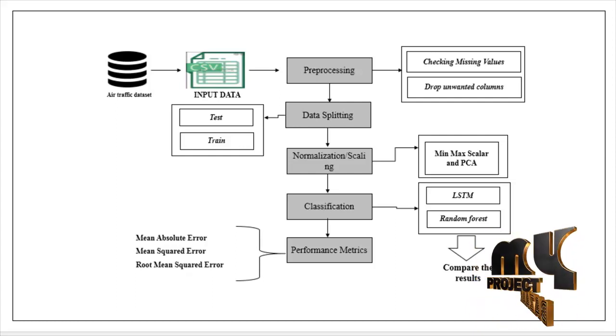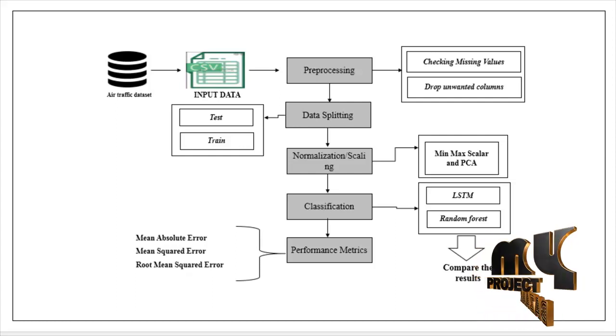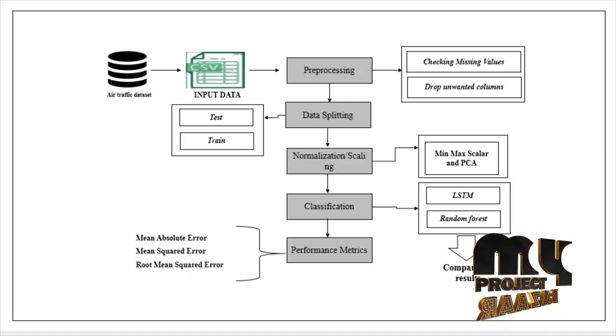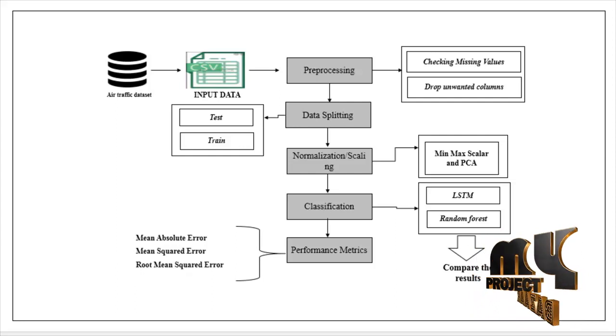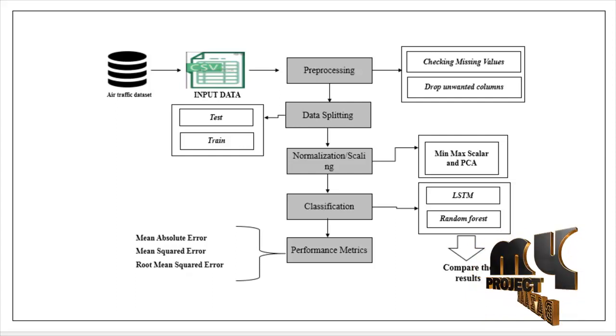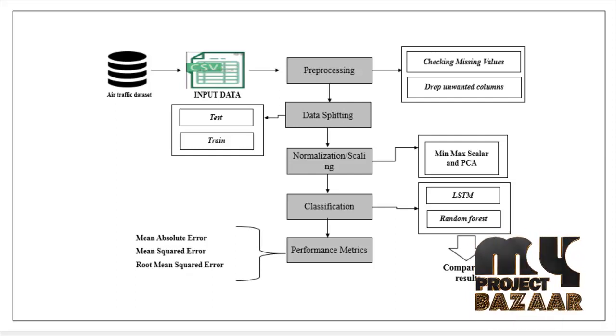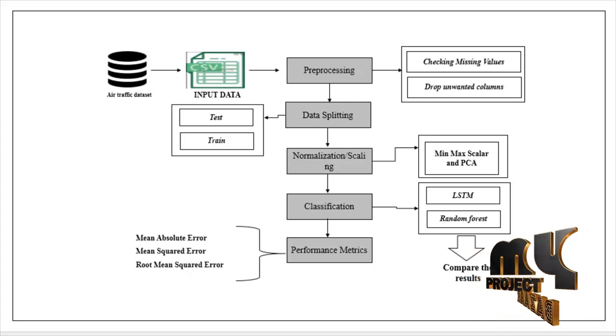After that, the split dataset is carried to the normalization or scaling module. Here we implement two techniques: min-max scaler and PCA. Min-max scaler is used to normalize the whole dataset between 0 and 1, and PCA is used to reduce the dimensionality. PCA is the abbreviation of principal component analysis.